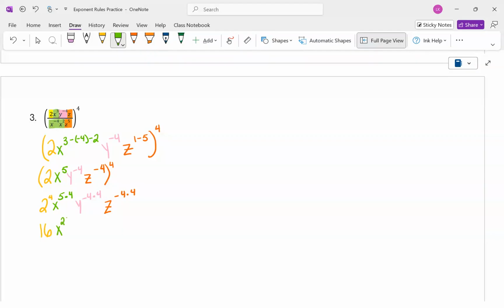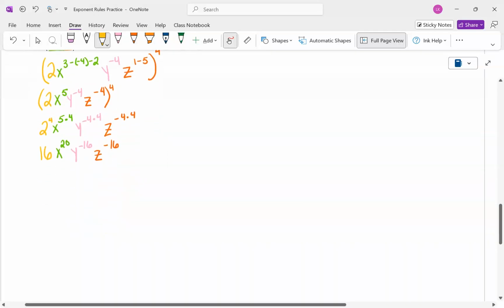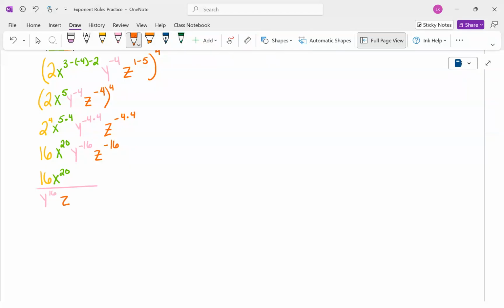X to the 5 times 4 is 20. Y to the negative 4 times 4 is a negative 16. Z to the negative 4 times 4 is also a negative 16. Now you just need to clean everything up and put stuff in numerators and denominators. 16 doesn't have an exponent. That means it has a positive exponent on it, so it's going to stay on top. X to the 20th, that's also a positive exponent, so that's going to go in the numerator. And it's going to be over y to the 16th, z to the 16th, and you're done.